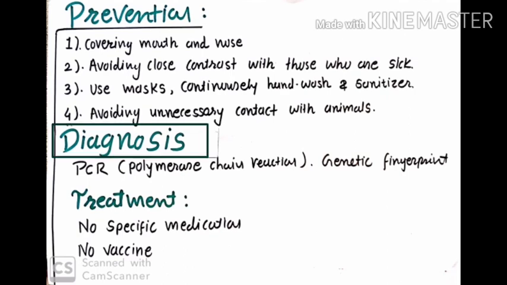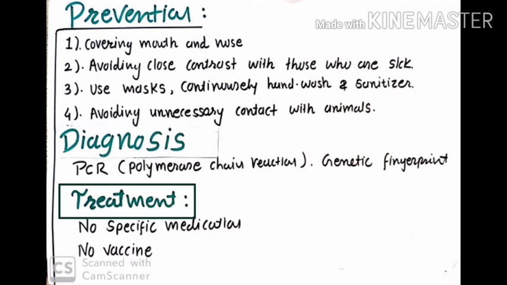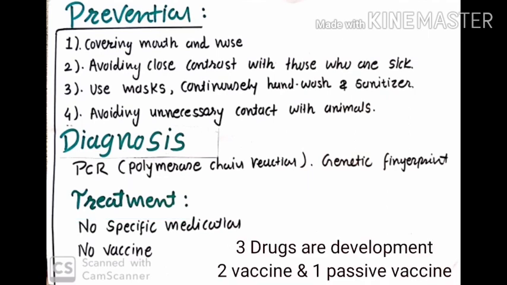See the diagnosis. PCR, polymerase chain reaction, which is totally based on a genetic fingerprint. See the treatment. No specific medication and no vaccines. But there are 3 drugs in development to fight coronavirus, 2 vaccines and 1 passive vaccine.